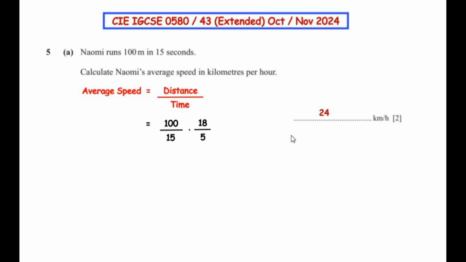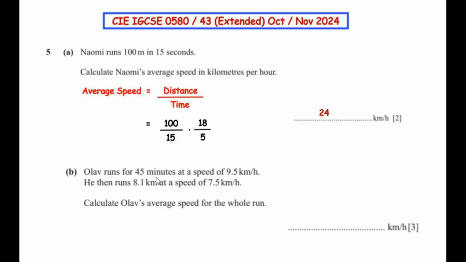Now moving on to the B question. Olav runs for 45 minutes at a speed of 9.5 kilometers per hour. He then runs 8.1 kilometer at a speed of 7.5 kilometers per hour. Calculate Olav's average speed for the whole run.